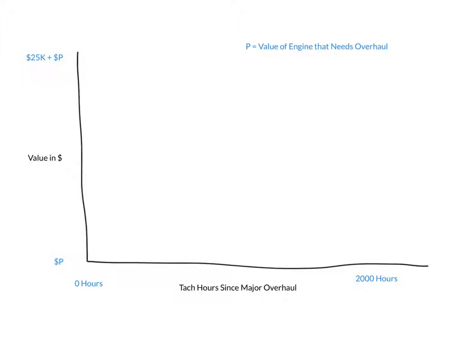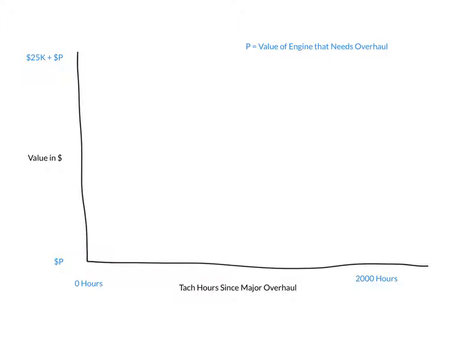I think it's helpful to start with engines since we understand them a little better than we do airframes. All right, so what we have here is going to be a graph. The vertical axis is the value of the engine for one of our airplanes, and the horizontal axis is the number of tach hours we have on that engine. All right? Now, there comes a point in the engine's life when it's of no value to us.